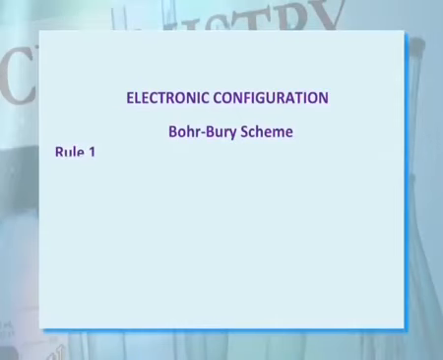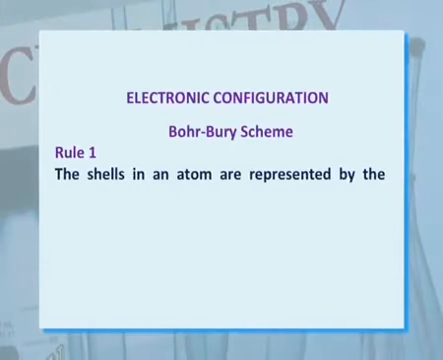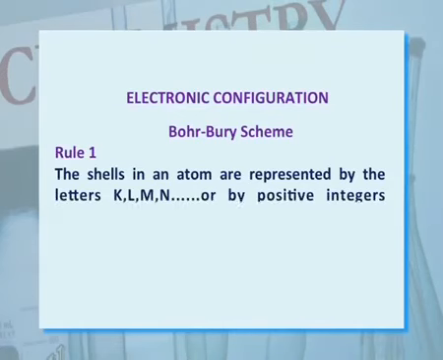Electronic configuration is governed by a rule or scheme called the Bohr-Bury scheme. According to this rule, the shells in an atom are represented by the capital letters K, L, M, N, or by the positive integers n equal to 1, 2, 3, 4, which represent the first shell, second shell, third shell, fourth shell, etc.